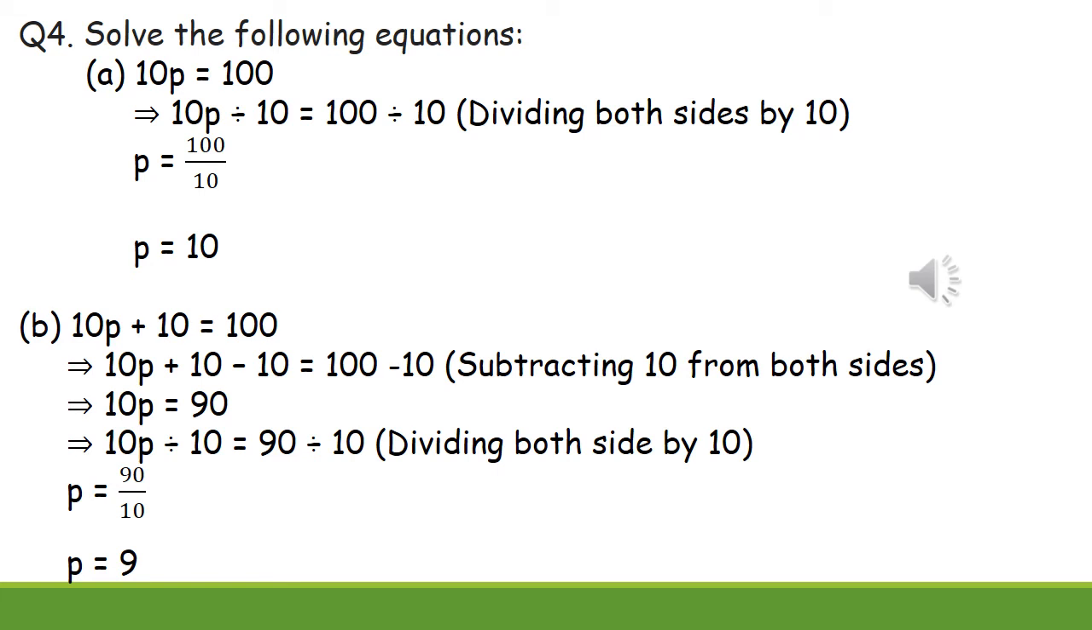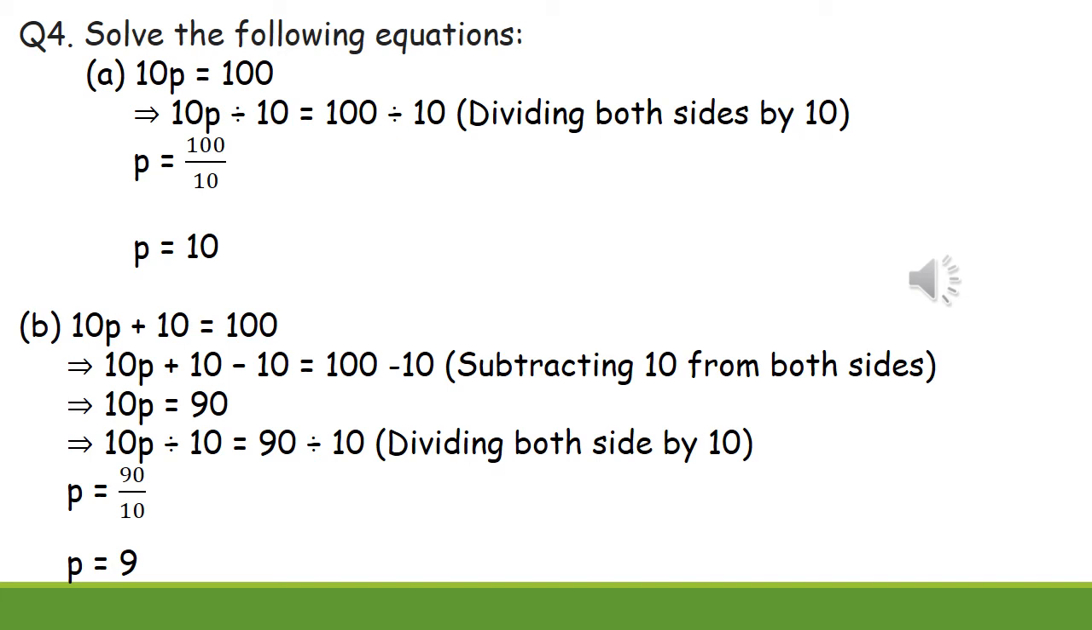Part B, 10p plus 10 is equal to 100. First we are removing 10 by subtracting 10 from both sides. 10p plus 10 minus 10 is equal to 100 minus 10. So 10p plus 0 is equal to 90. 10p is equal to 90.